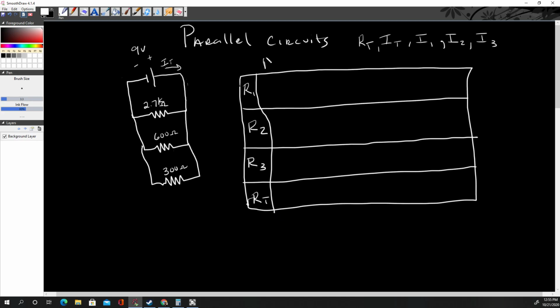So, let's start first with resistance. The first one is 2,700 ohms. Right here. 2.7 kilo ohms is 2,700 ohms. This one is 600 ohms. And this one is 300 ohms.